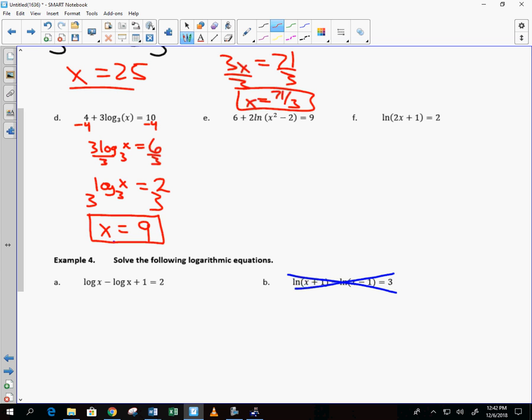We're good? All right. Letter E. What do you do first? Subtract the 6. 2 natural log of x squared minus 2 is equal to 3. Now what? So the natural log of x squared minus 2 is equal to 1.5.